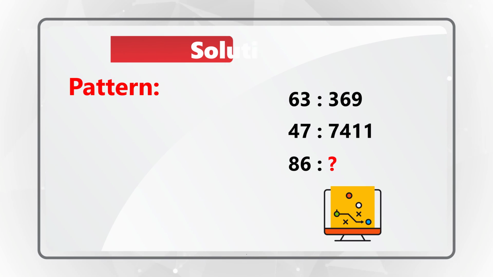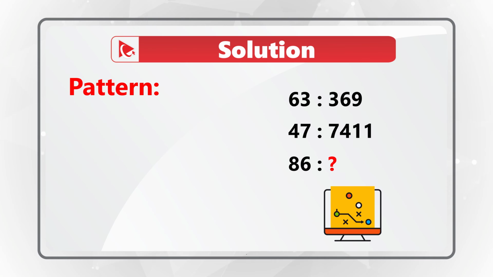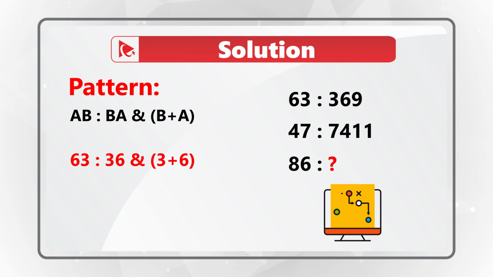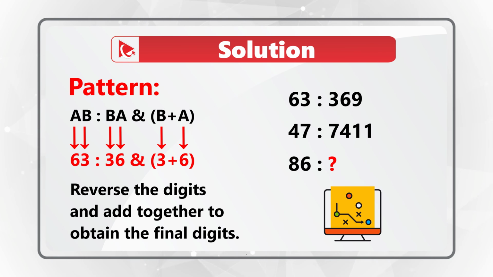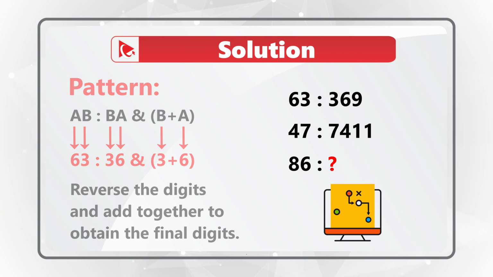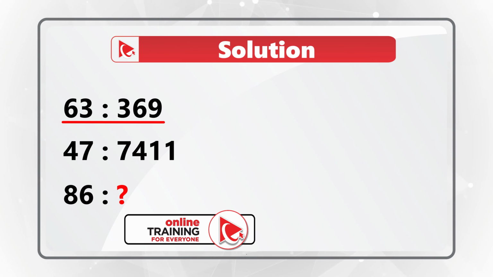As usual, my advice to you: to solve this and other similar types of challenges, you need to look for patterns. And the pattern here is that AB is related to BA plus B plus A. So you need to reverse the digits and add together the digits to obtain the final digits. Let's look at the sample. So 63 is related to 369.